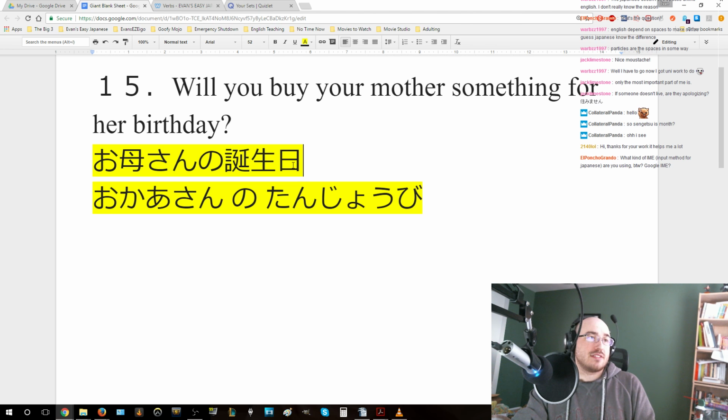There's already too many candles on the cake. Your mama's so old, the cake collapsed under the weight of the candles, and then it exploded. I don't know, that's stupid. So, okay, will you buy?